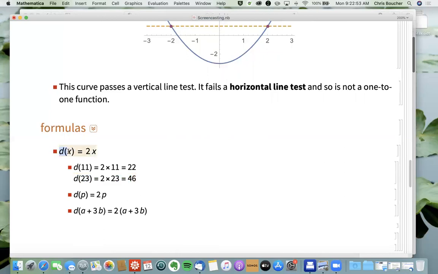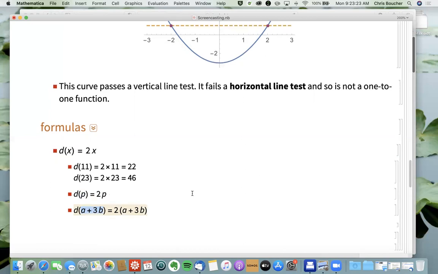Notice that functions are very mechanical. Whatever you give this function as an input, it will produce the output 2 times that input. You can feed it numerical inputs like 11 and 23. You could also feed it a variable input like p, and it will just keep doing the same thing. It does 2 times the input. You can even feed it some complicated algebraic expression like a plus 3b, whatever that means, and the function will just multiply it by 2, right? It always does the same thing.